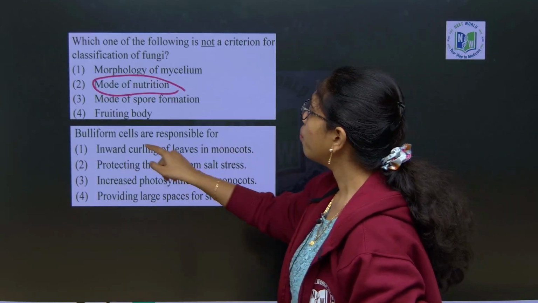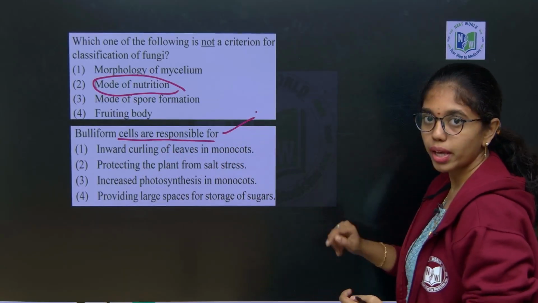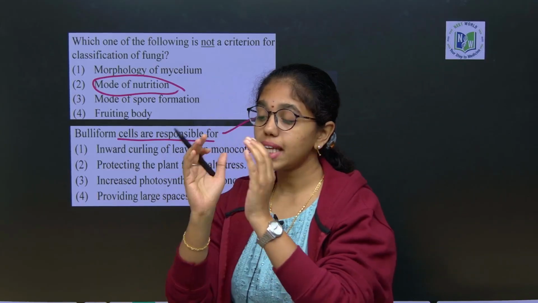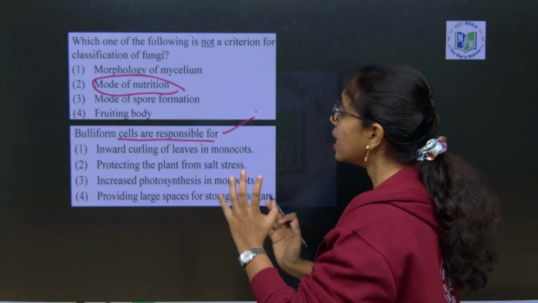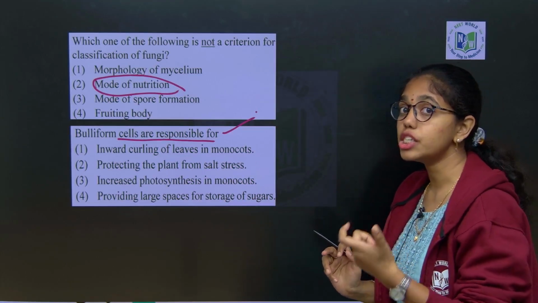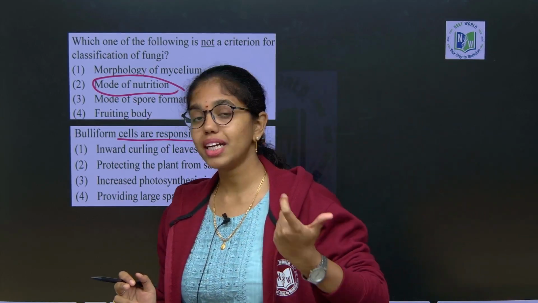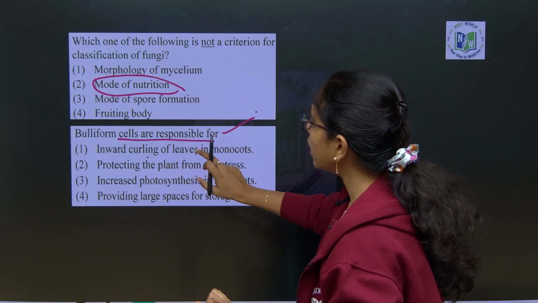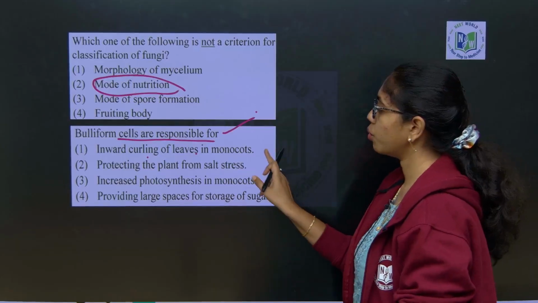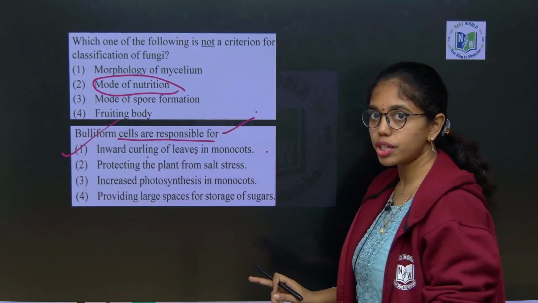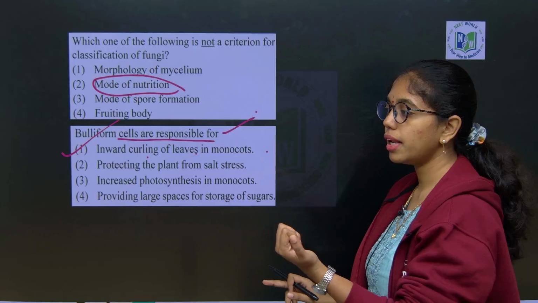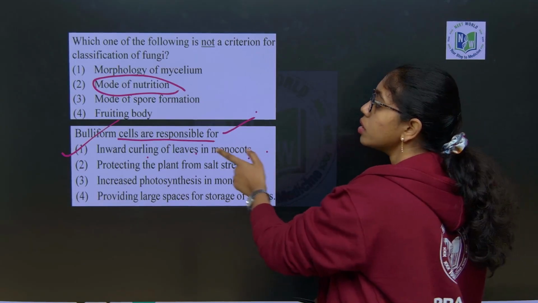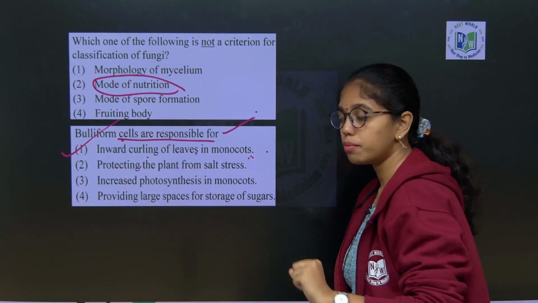Okay. Next, bulliform cells are responsible for, okay, where do you find these bulliform cells? In the monocot leaf epidermis. These are larger cells than the epidermal cells. These bulliform cells will maintain the shape of the leaf both in turgid and flaccid conditions. So, yes, the inward curling of leaf during flaccid conditions is shown in the monocot. So, the correct answer is option 1. Inward curling of the leaf is shown during flaccid condition only in the monocot plants, because bulliform cells are present in the epidermis of monocot leaf.